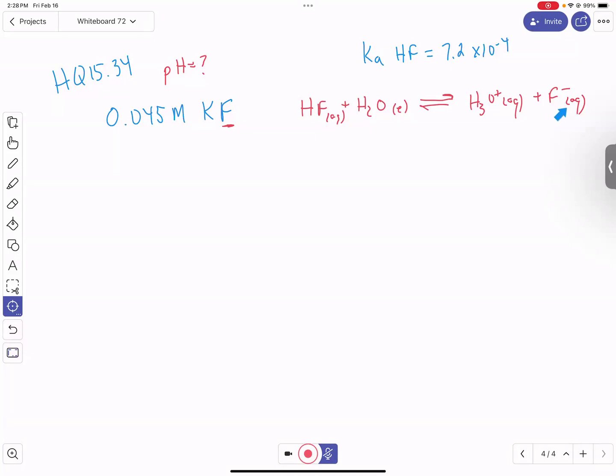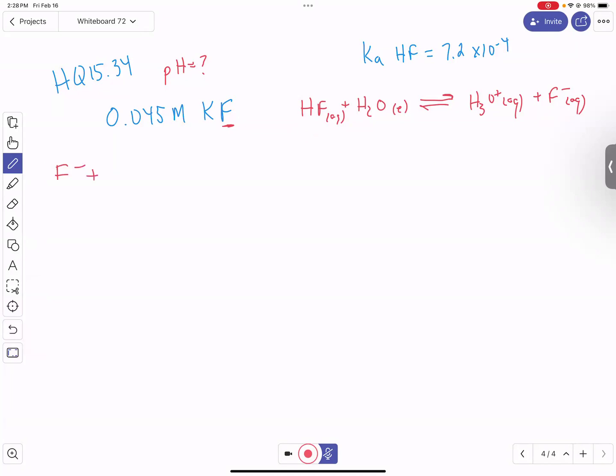And so this is how a buffer would work, right? A buffer works because you have a weak acid and its conjugate base present. You've got something that can react with both species in an acid-base reaction. So we want to focus on the fluoride. We add fluoride to solution, and fluoride behaves like a base.